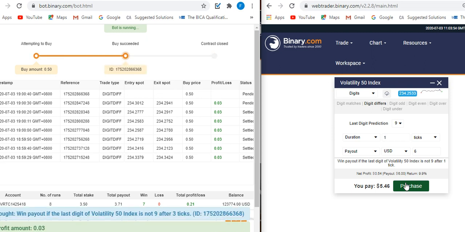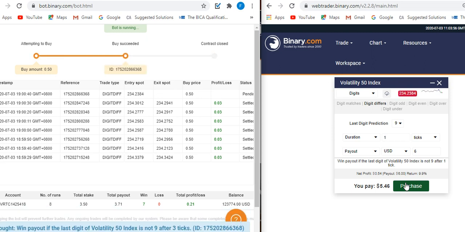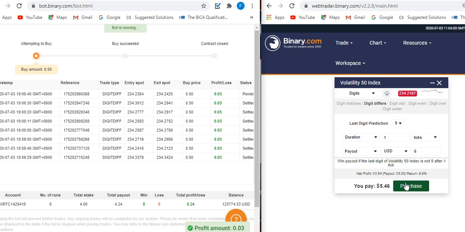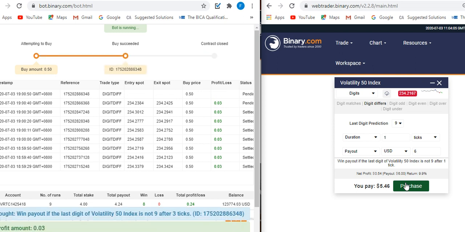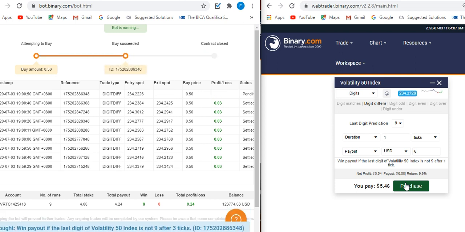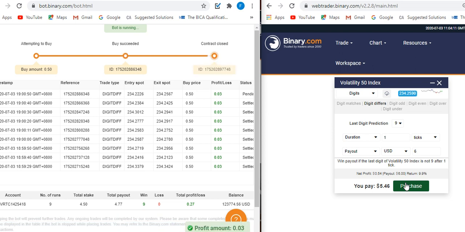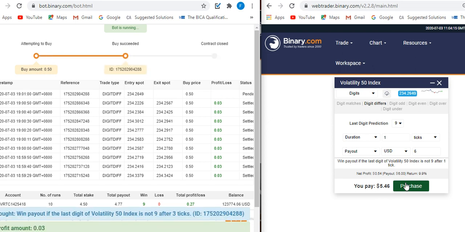Even you can apply this also with the manual trade. It's up to you. The strategy is this one: one is with 3 ticks, one is with 1 tick. But we have to make sure we only follow the Volatility 50 Index.